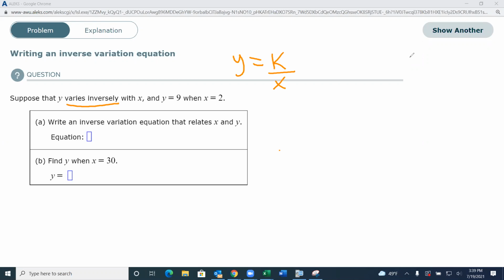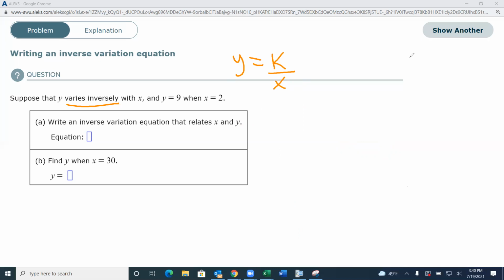When it's direct variation, and you have something like this, as x gets bigger, so does y. And as x gets smaller, so does y. But when you have inverse variation, as x gets bigger, y gets smaller, it does the opposite. And vice versa. As x gets smaller, y gets bigger. So that's the main idea. There's a little more to it, but that's kind of it.